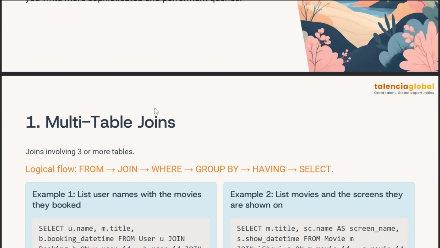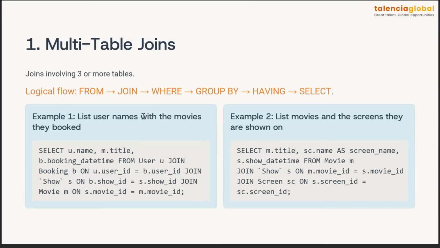For these advanced joins, the first topic is multiple table joins. Now, in any realistic database, you will definitely have to join three or more tables if you want to construct a query. This you can do by chaining the join clauses. You have to chain them.